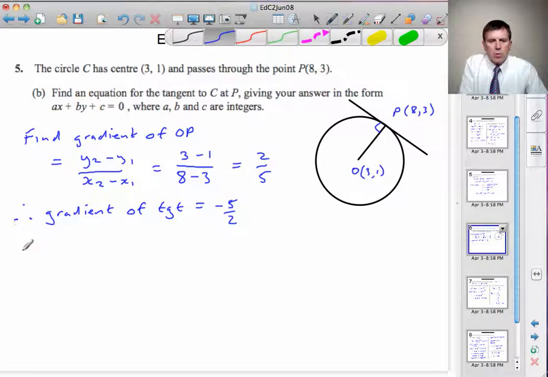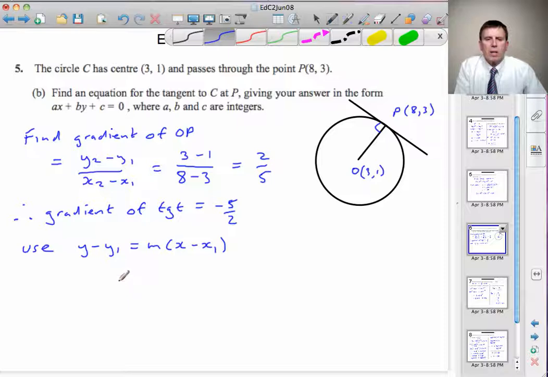And now we can use y minus y1 equals m times x minus x1, which is an equation for giving you the equation of a straight line when you've got a point (x1, y1) on the line and it has gradient m. So substituting in our values, we get y minus the y coordinate, 3, is equal to minus 5 over 2, the gradient, multiplied by x minus 8.